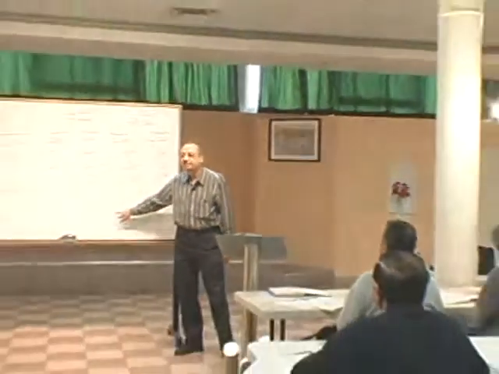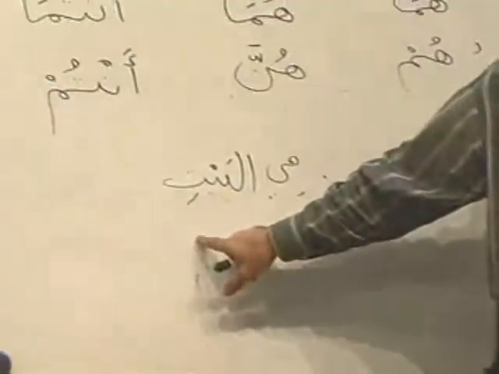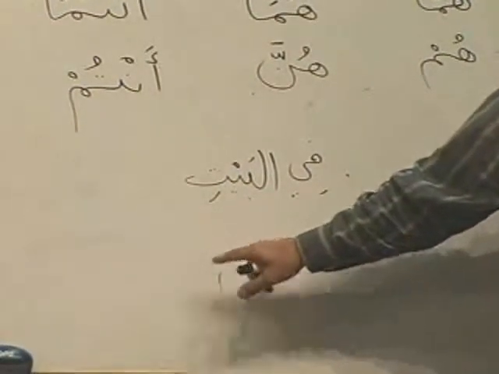If it is harfjar, then the ism has to be majrur. Remember, harfjar, ism majrur. If I shout at you, you will shout back at me. Harf jar? Ism majroor. Harf jar? Ism majroor. Okay? So here we have fi as a harf jar followed by ism majroor. Are you with me? This is ism majroor.